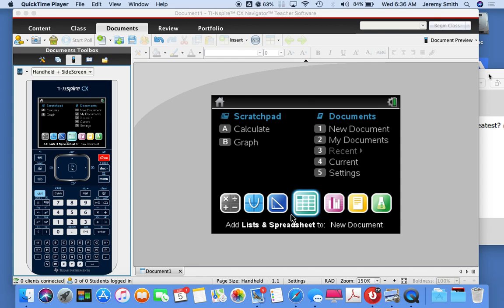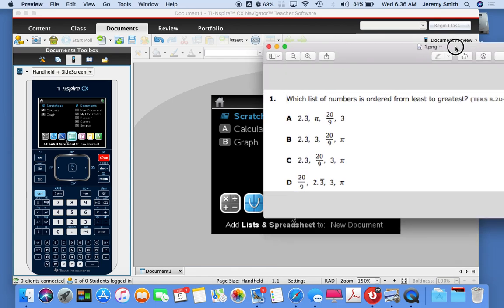Basically, what we will do is put the numbers inside of the calculator and create a number line in which you will see how the numbers are placed. So let's take a look at this.